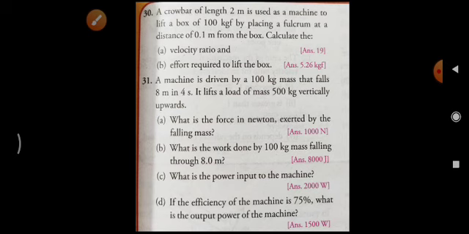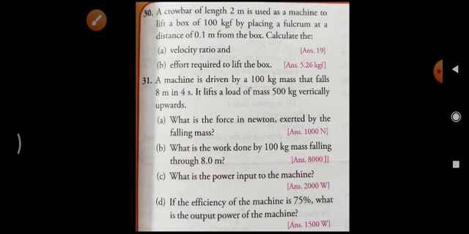See, the crowbar: the first thing we know is that a crowbar is an example of a class 1 lever. That means the fulcrum will be present in between the load and the effort, at the middle part. The total length of the crowbar is given as 2 meter.